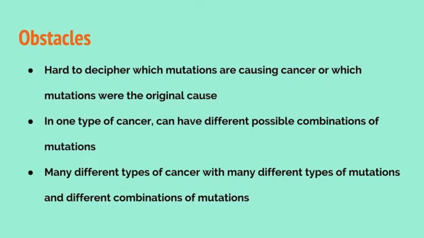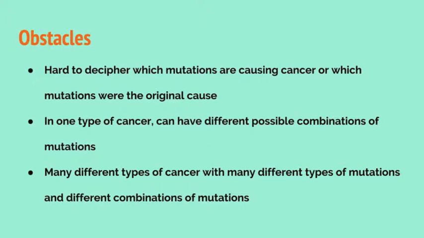We talked earlier about the two-hit hypothesis, meaning that more than one mutation is needed for a cell to become cancerous. So it gets even more confusing to look at all the different combinations of mutations and which ones are actually going to cause cancer and which ones are not going to cause cancer.